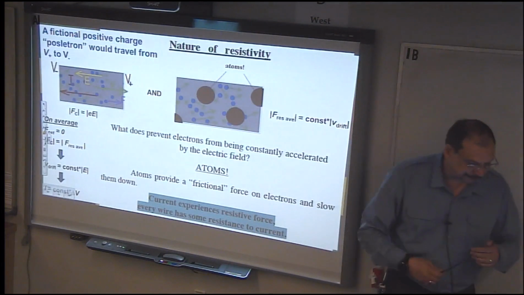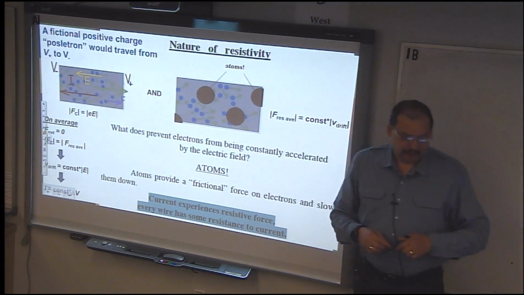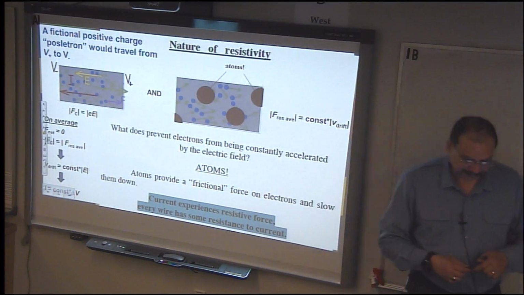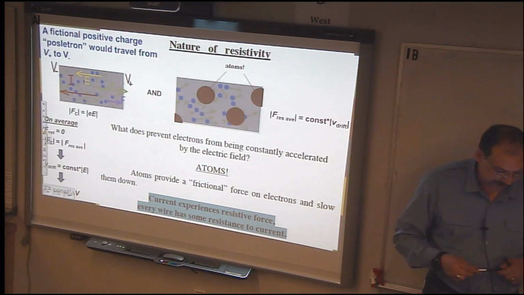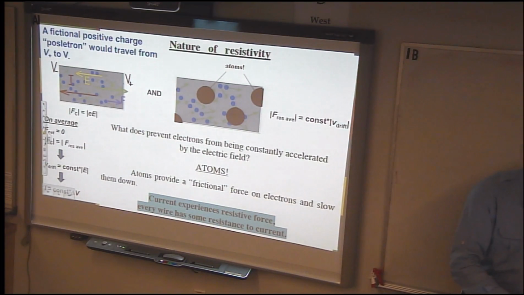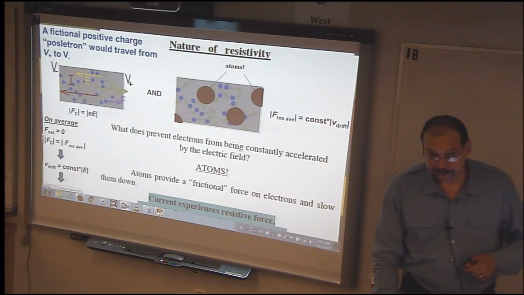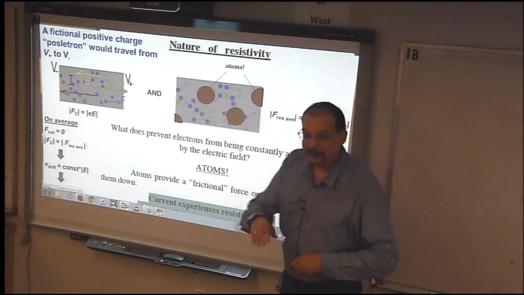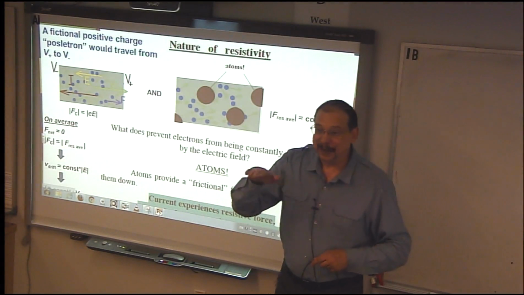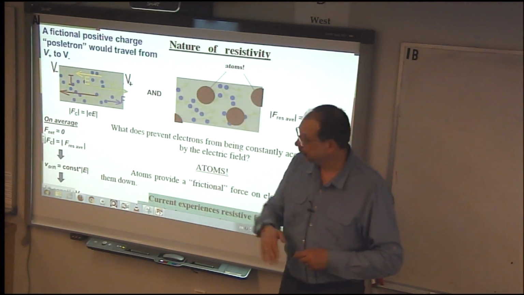And that velocity, of course, depends on how strong the electric field is. And electric field strength depends on potential difference. If we apply a high potential difference, we generate a stronger electric field, and it results in higher drift velocity.